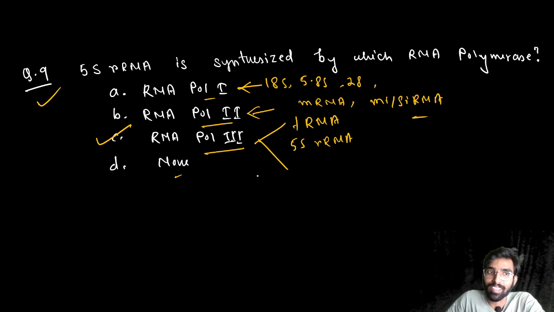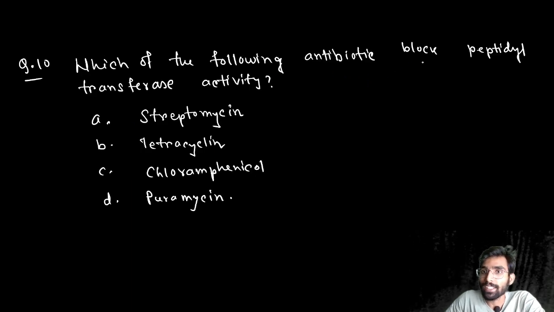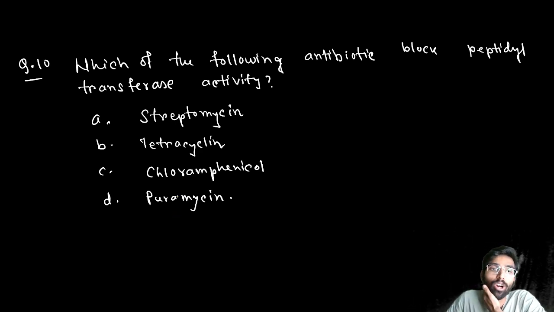This is a very important thing. Question 10: which of the following antibiotics blocks peptidyl transferase activity? Streptomycin, tetracycline, chloramphenicol, puromycin. Chloramphenicol is the correct answer. It stops the peptidyl transferase.